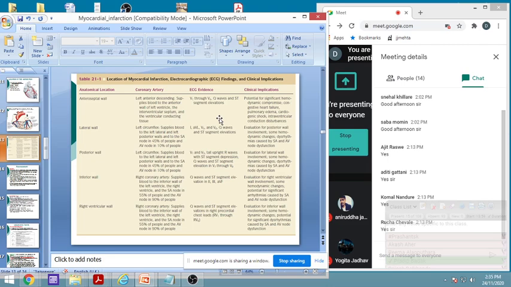It supplies blood to the inferior wall of the left ventricle, the right ventricle, and the SA node in 55%, and the AV node in 90% of the people.